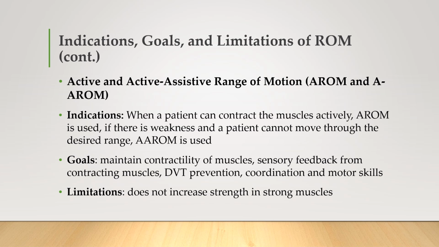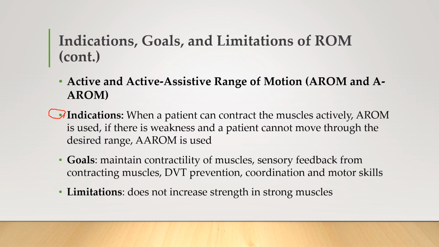Now we can get to active and active assisted range of motion. These two are kind of grouped together because they are similar. But when would we use active or active assisted range of motion? Well, when the patient is now allowed to contract that muscle, we can start to use something like active or active assisted range of motion.